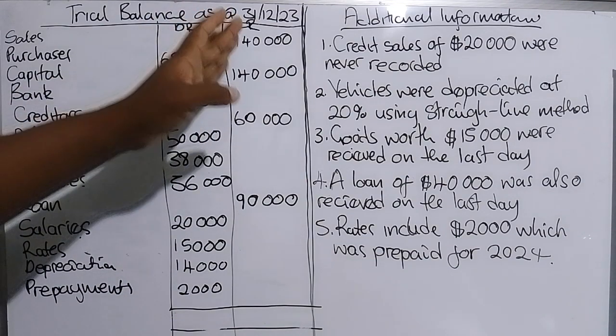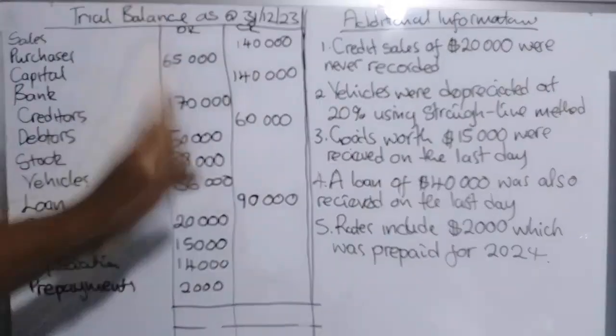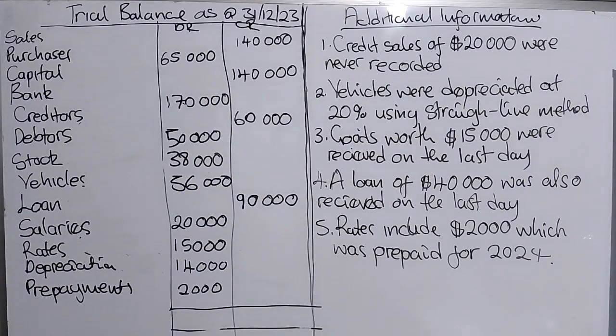We are supposed to add both sides, the right side and the left side, and see if it's going to balance. That side we have 140,000. We also have another 140. We have 60,000. And we have 90,000. This will give us 430,000.